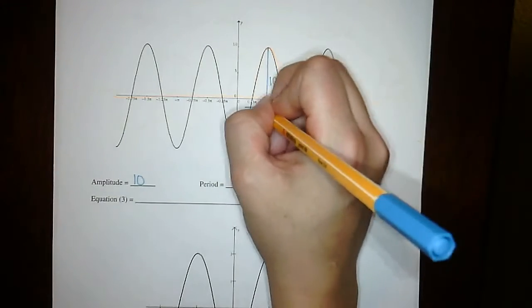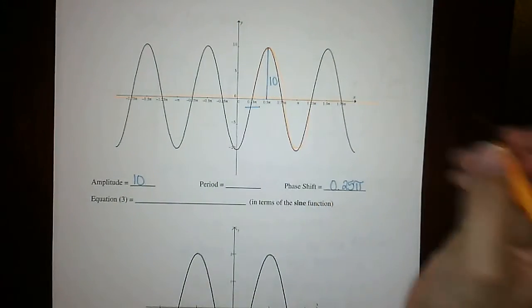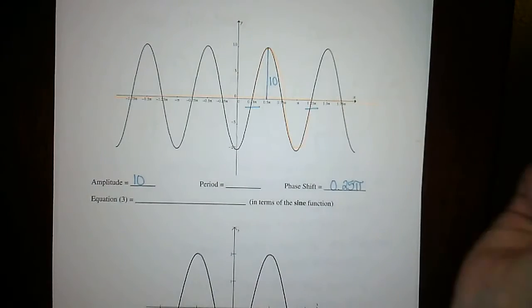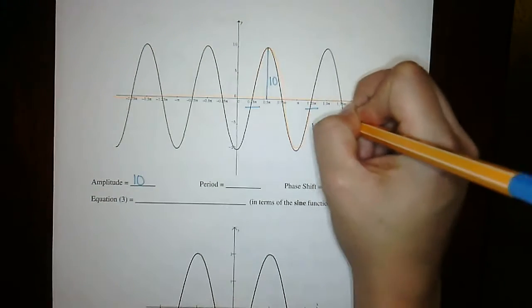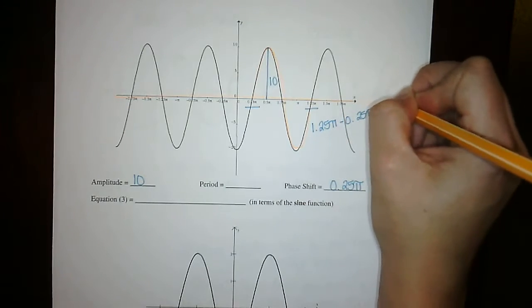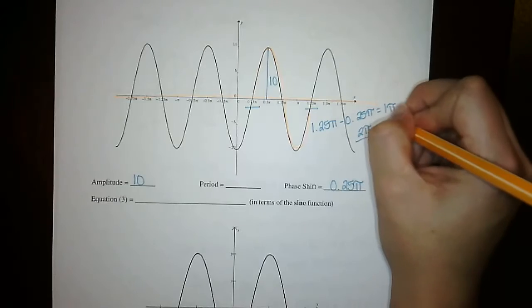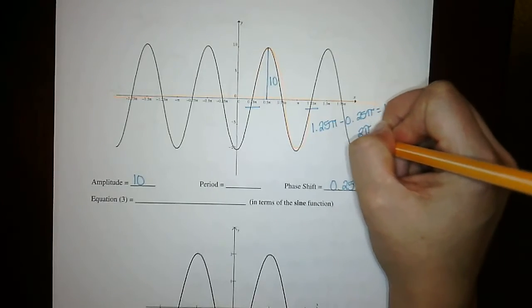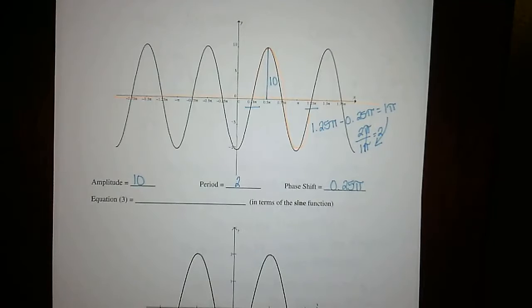Your period, actually we can do phase shift first. Where does it start? At 0.25 pi. And it ends here at 1.25 pi. So we're first going to subtract to find how long it is. And you get 1 pi. And then we take our formula, which is 2 pi, divided by this value, and you get 2. So the period is 2.